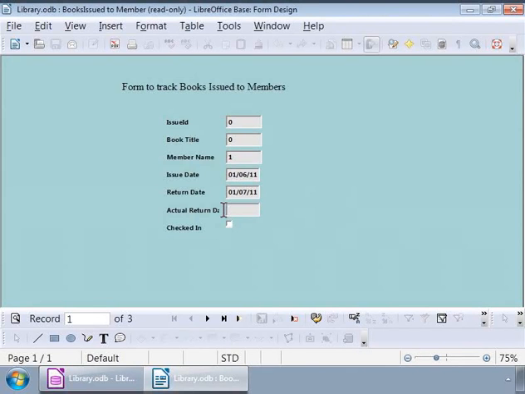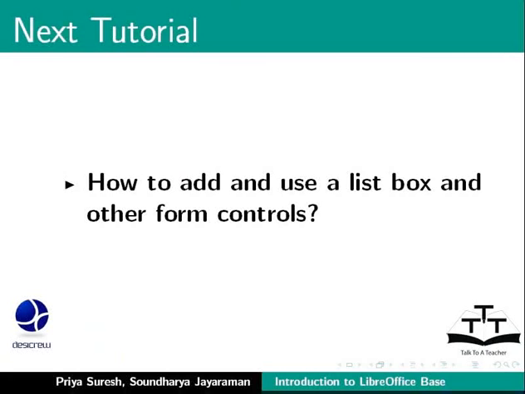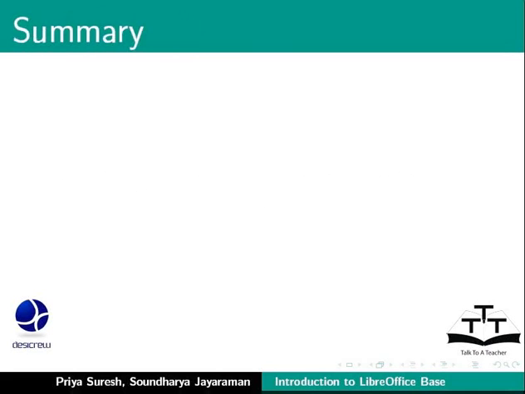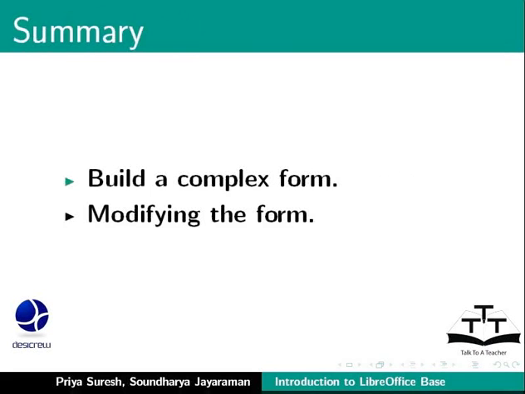Would you like to see real names and book titles? And how do we do this? One way is to add a form control called list box. We will see how to add and use a list box and other form controls in the next tutorial. This brings us to the end of this tutorial on complex forms in LibreOffice Base. To summarize, we learned about building a complex form and modifying the form.